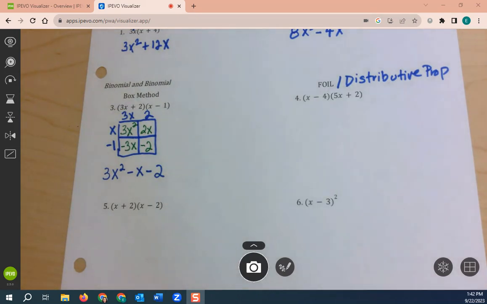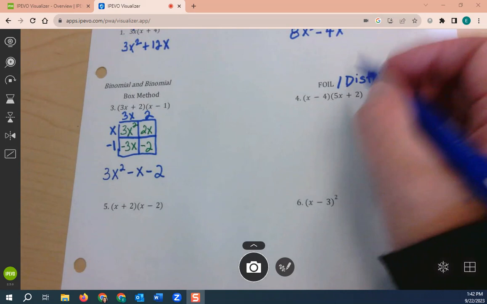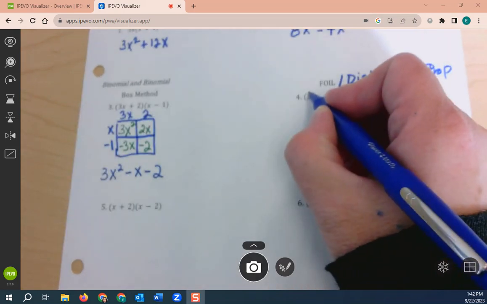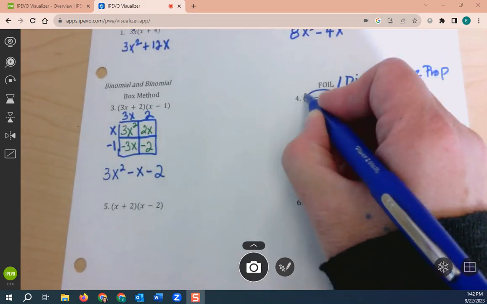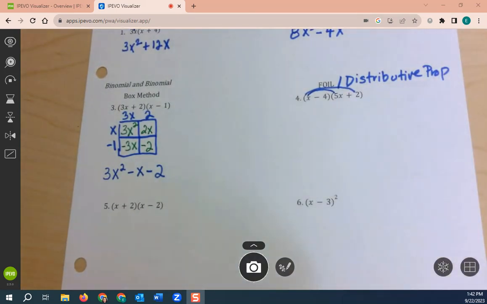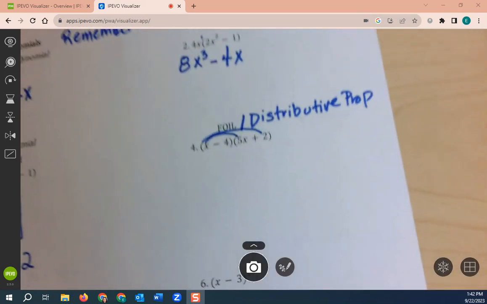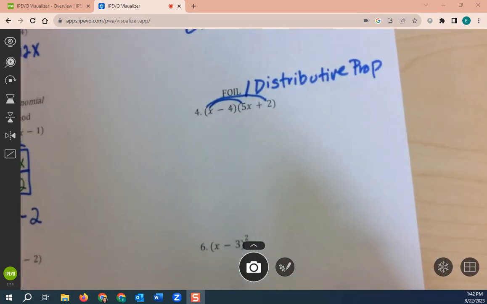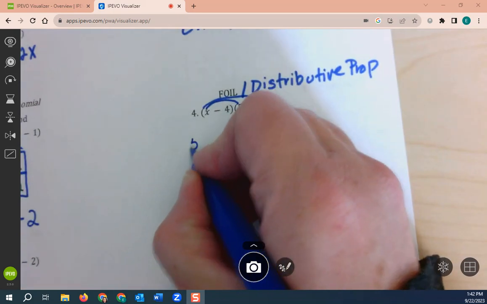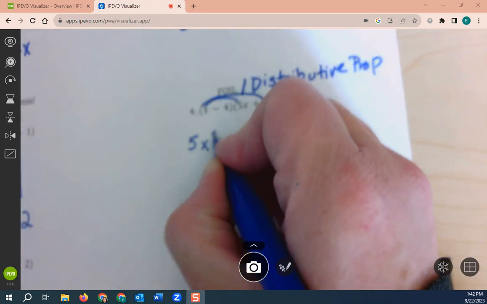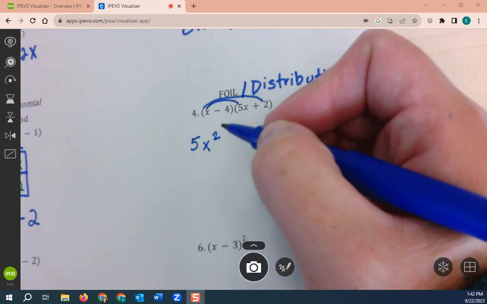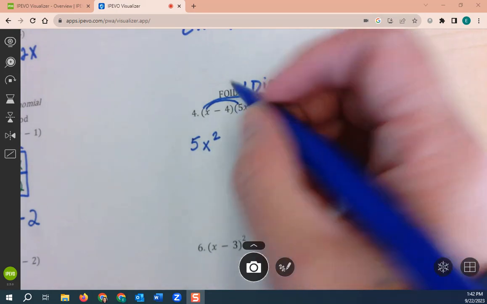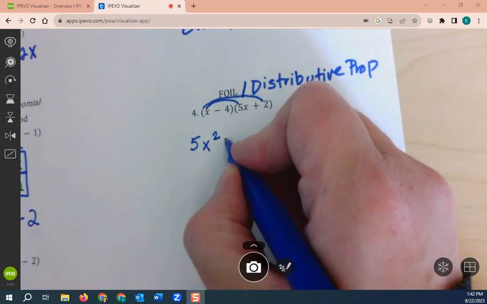I'm just going to show you distributing. And if you don't love it, you can do box method for everything, okay? Here we go. The x distributes to the 5x and the 2. You see that? The x distributes to the 5x and to the 2. X times 5x is 5x squared. X times 2 is 2x.